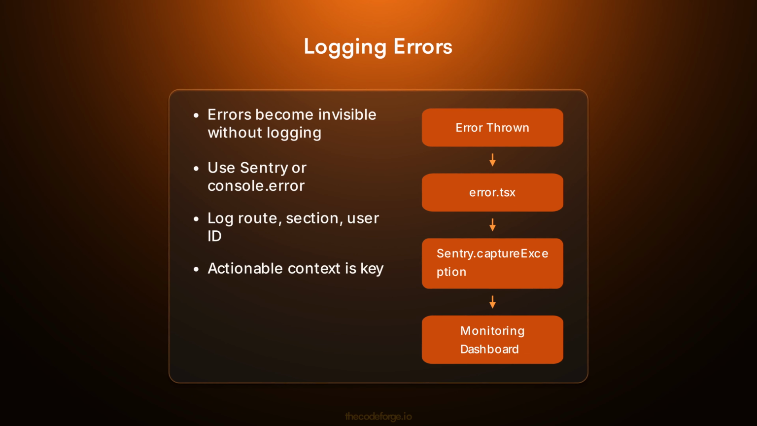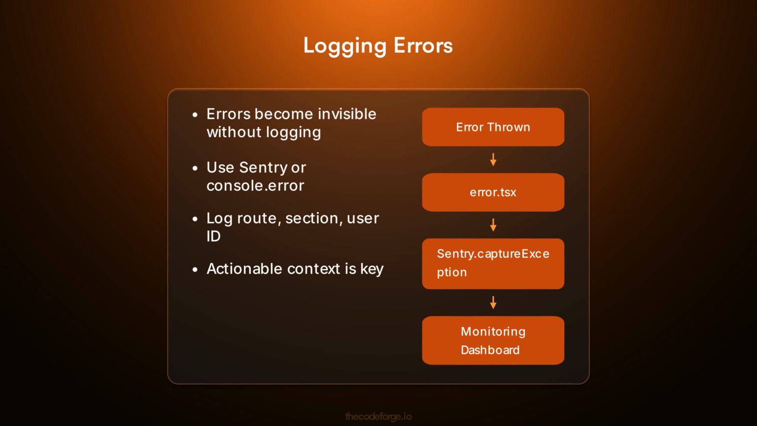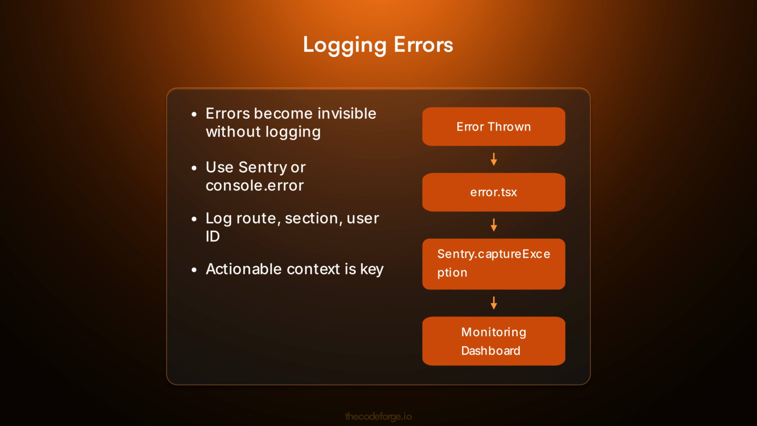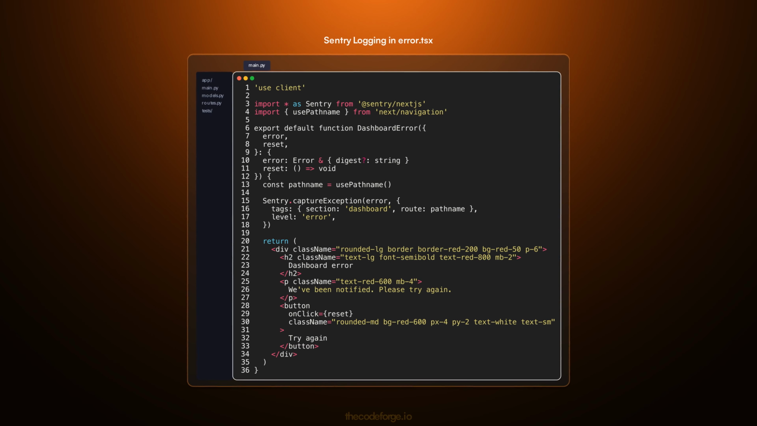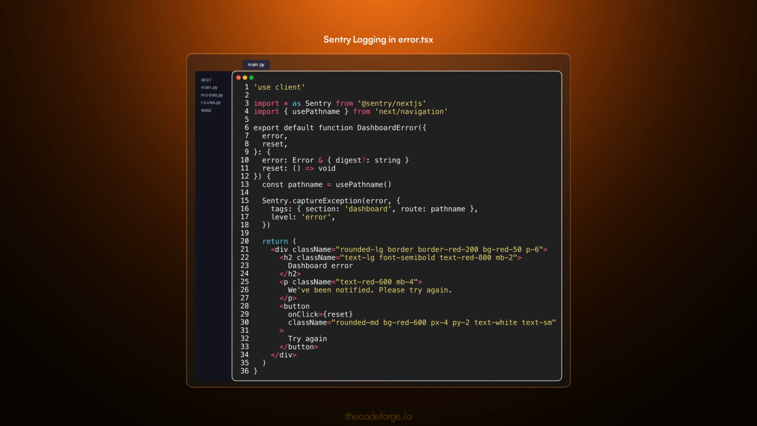The biggest problem with error.tsx is that errors become invisible to you. A user sees something went wrong and maybe clicks try again. If it works, you never know an error occurred. This is why every error.tsx must log the error to a monitoring service like Sentry. Here's an error.tsx that logs to Sentry with context, the route path name and section name. "Something went wrong on dashboard" is useless. "Report section crashed for user 42 on dashboard reports" is actionable.